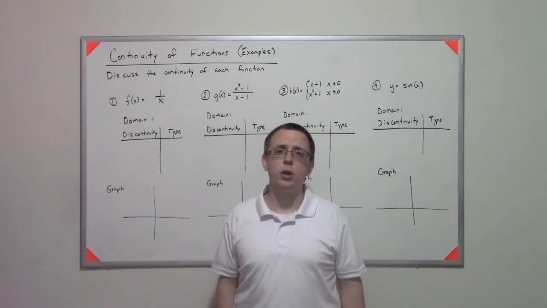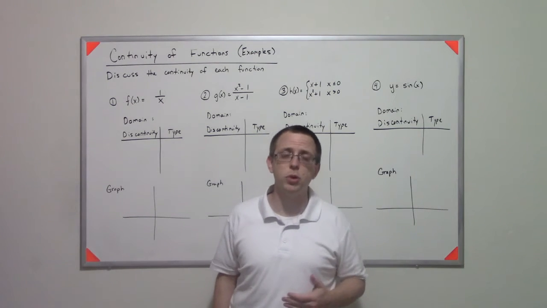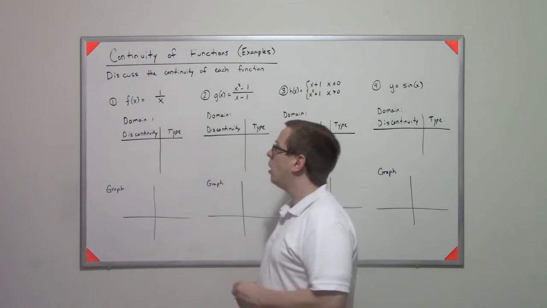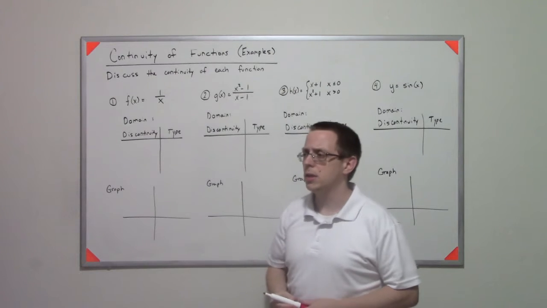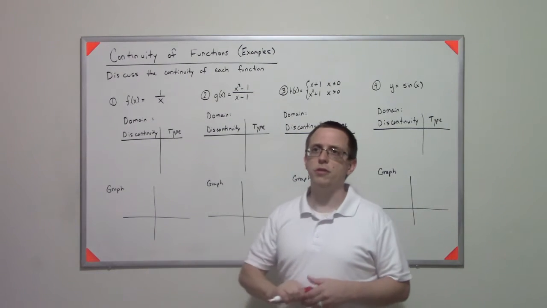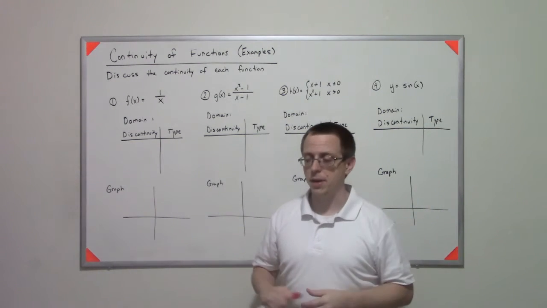To get a better feel for continuity of functions, it's sometimes helpful to look at a few examples. Our first one is f of x equals 1 over x. So if we want to define this, we need to go back and look at the domain.